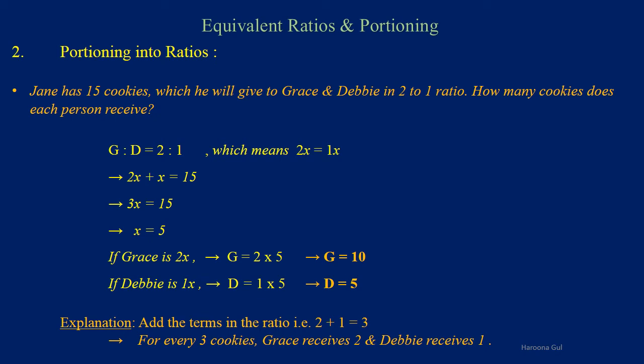15 is the total number of cookies that is divided between Grace and Debbie in the ratio 2:1, which is like 10 cookies for Grace and 5 cookies for Debbie, right? So we basically add the terms in the ratio and we solve the question, right? Step by step.